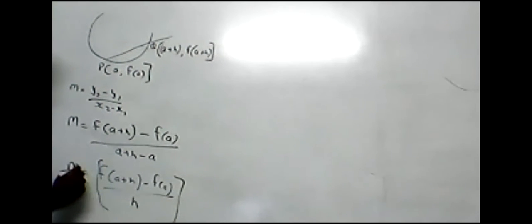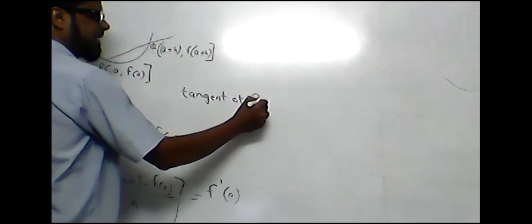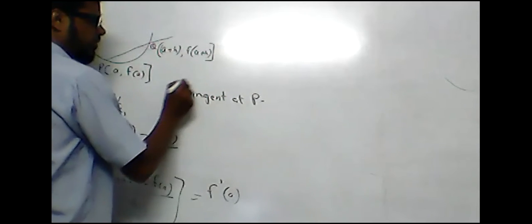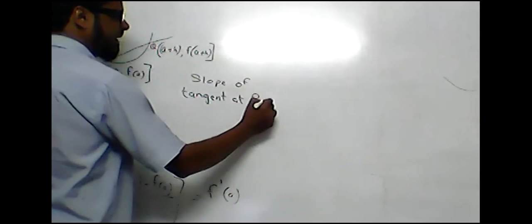So this is the formula for m. When the limit h tends to 0, that means this is f dash of a, that is the derivative. So from this you can find the slope at point P. The slope of the tangent at P will be f dash of a. Remember this formula.